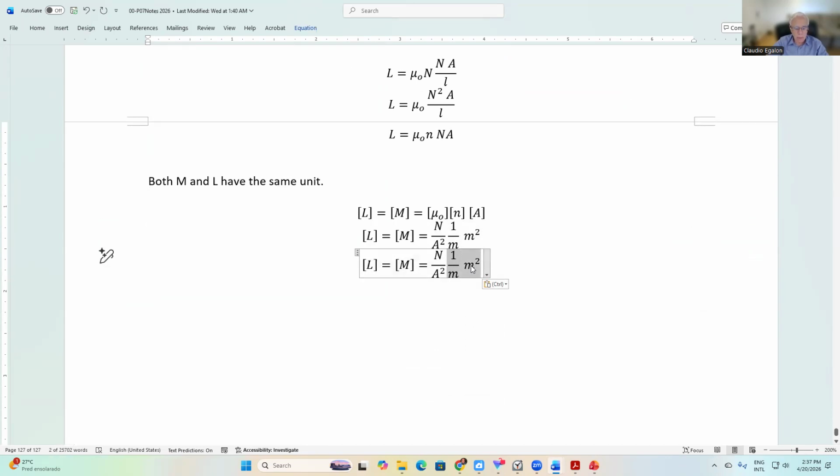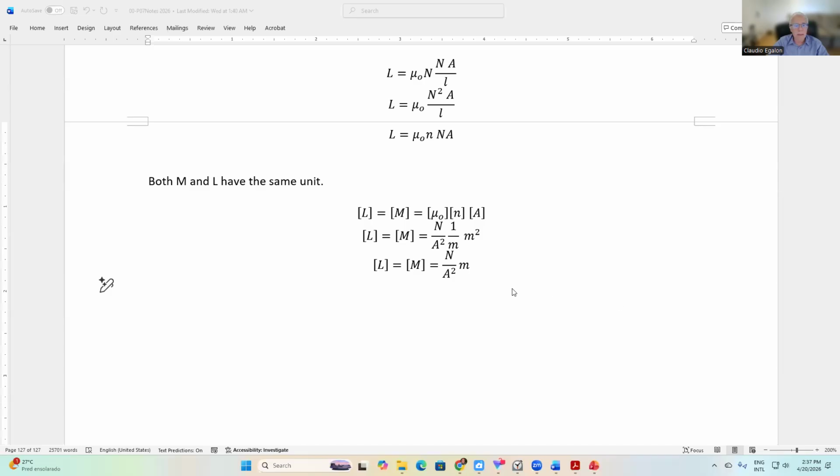Meter cancels out with meter, right? Meter square cancel, we get something like that. Now, this unit shows up so frequently in physics that we give it a name. This unit is so important that we give it a name. We call it the Henry.